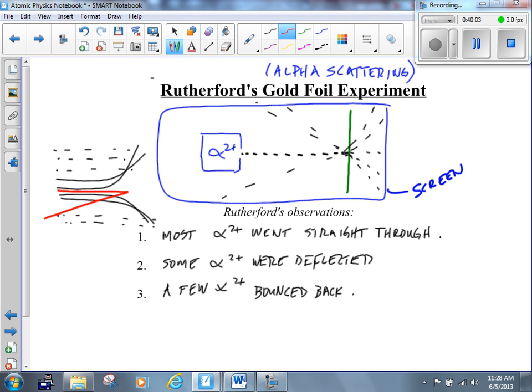What does that tell you about the football field? You're all blindfolded, right? All 22 of you are blindfolded running across the football field. What does it tell you about the football field if most of you run straight across without any interference whatsoever? A few of you kind of get deflected, and then one or two of you bounce straight back.